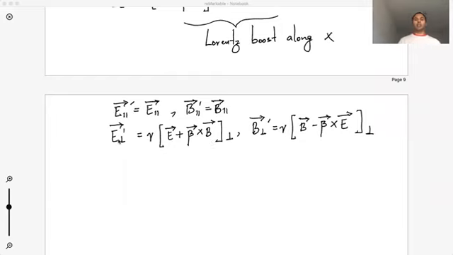So the perpendicular components are gamma times the same field. And if you're doing the electric field, you get the same electric field plus beta cross the magnetic field. And similarly, the magnetic field is going to have a beta cross the electric field. And there's a sign flip. Yeah, so these are the Lorentz transformations of the electric and magnetic field.